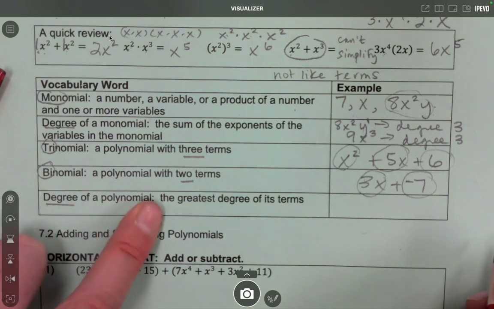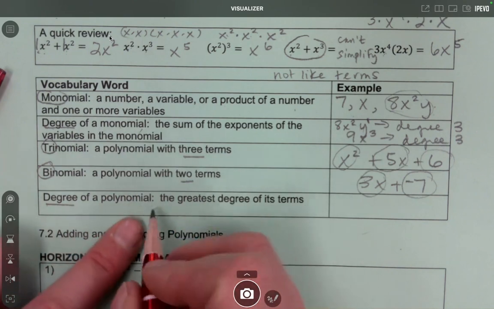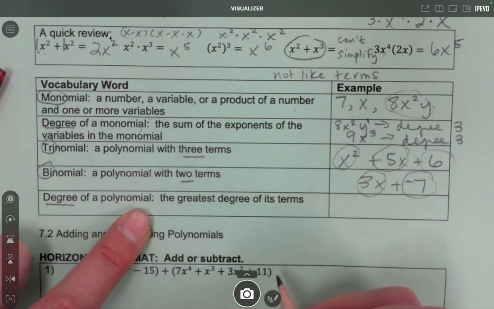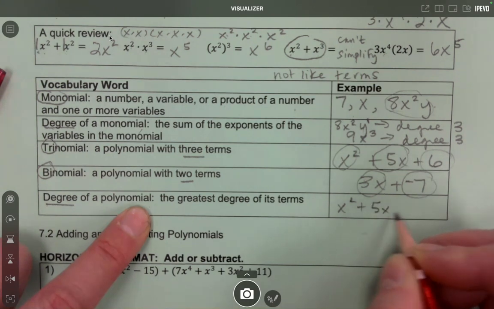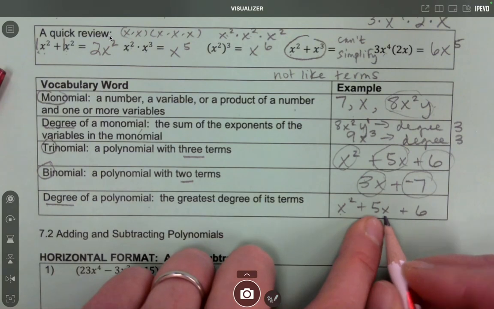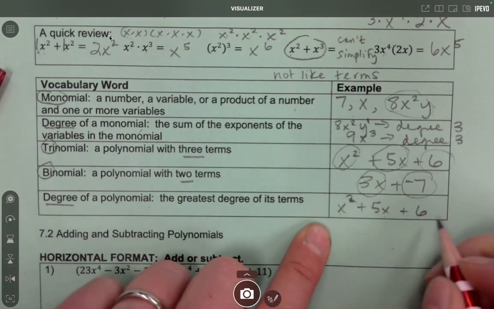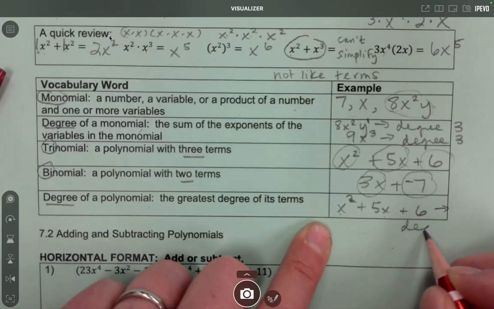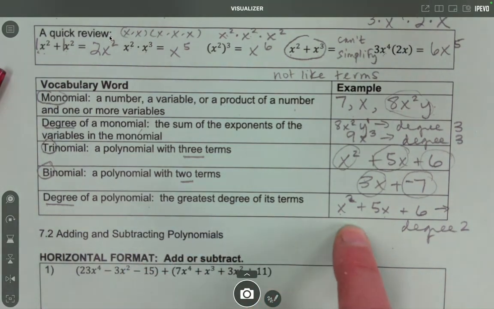The degree of a polynomial. The degree of a monomial is just when I'm looking at basically one term. If I'm looking at the degree of a polynomial, I'm looking at the biggest degree that I have overall. So I look at all the different terms and pick out the biggest one. If I go back to x squared plus 5x plus 6, I have degree 2 in the first one. This one's degree 1. This one's degree 0 because there's no x, so my biggest degree would be 2. So this would be degree 2. And we'll be working with degree 2 a lot.